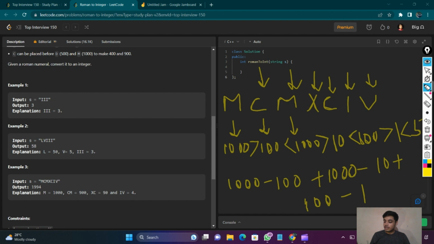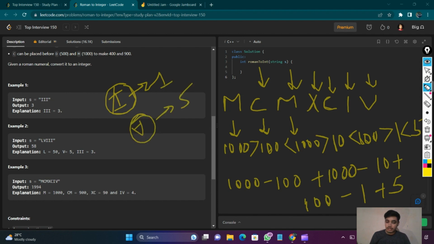Here you can see that the last index is always going to be added, and that is because if you take a simple one, let's assume you are checking for 1, it is always going to give its own value, which is 1. And if you take V, it is going to be 5. Now let's assume you take 4.